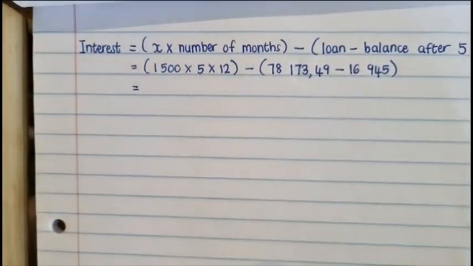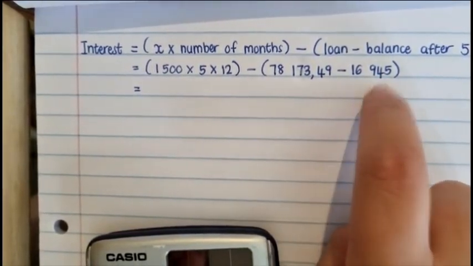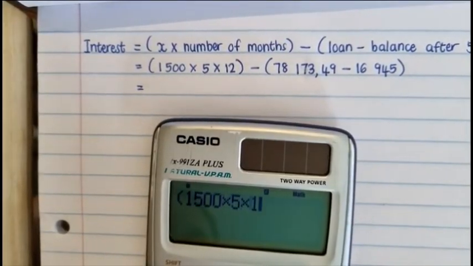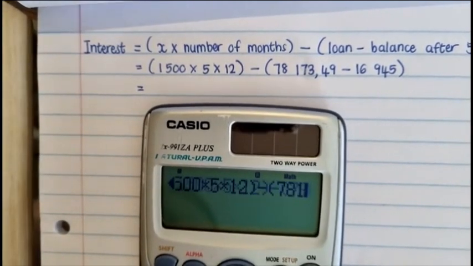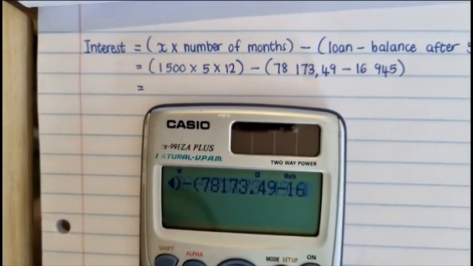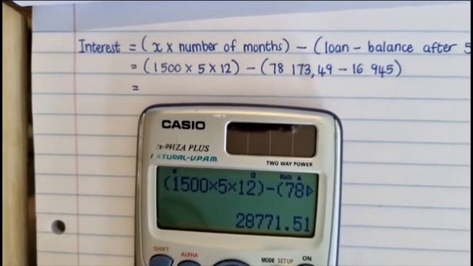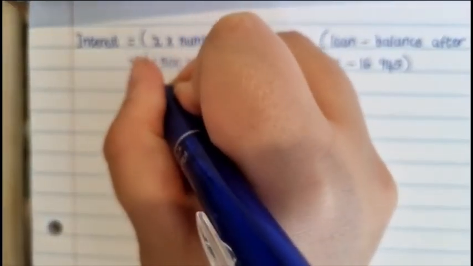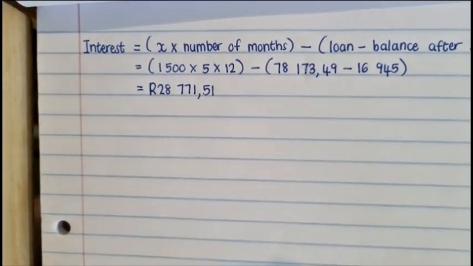All right, now we don't have to worry about rounding off issues. It's just this, which we would have had to work with the unrounded value, but luckily it was a nice answer for this one. Okay, so we're going to do this. 1,500 times 5 times 12, close bracket, minus the loan, minus the balance on the loan. And there we have the amount of interest was 28,771 Rand and 51 cents. All right, and that is the final answer.